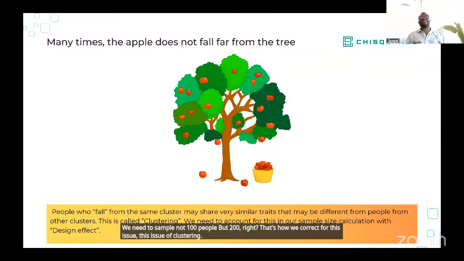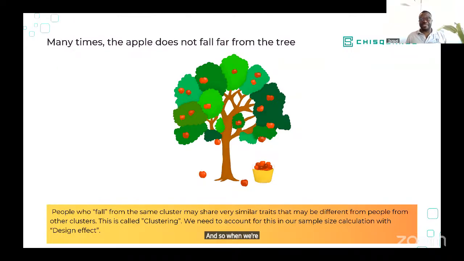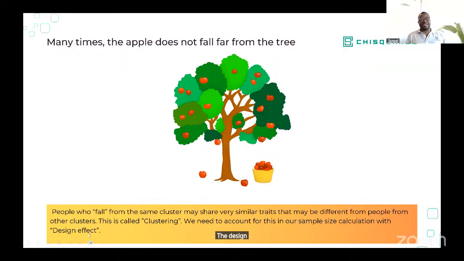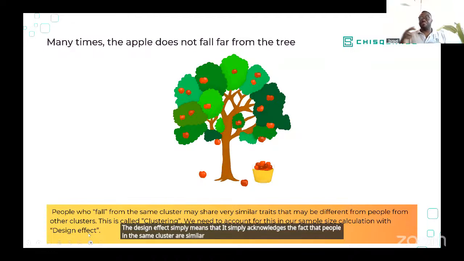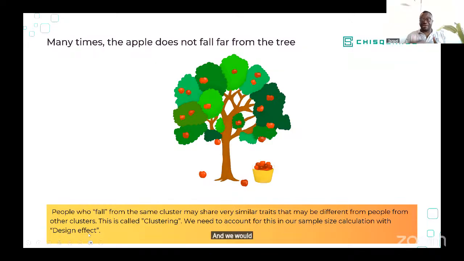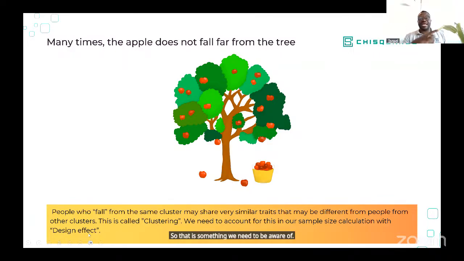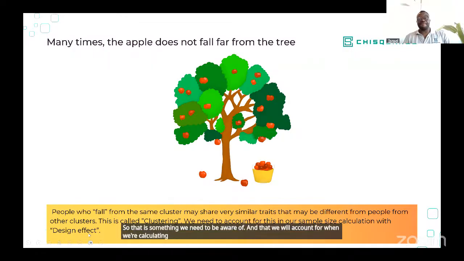And so when we're designing complex surveys, there is a parameter we need to be aware of, or the indicator we need to be aware of, called the design effect. The design effect simply acknowledges the fact that people in the same cluster are similar, and that we need to punish the clusters for being so similar. And the way we punish the clusters is by increasing the sample size so that we get the number of unique answers that we so desire. So that is something we need to be aware of, and that we will account for when we're calculating sample size for complex surveys.